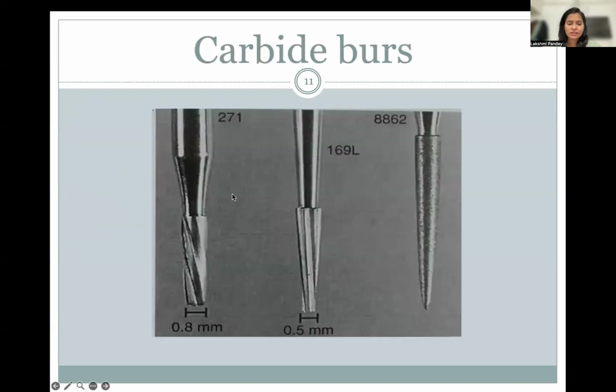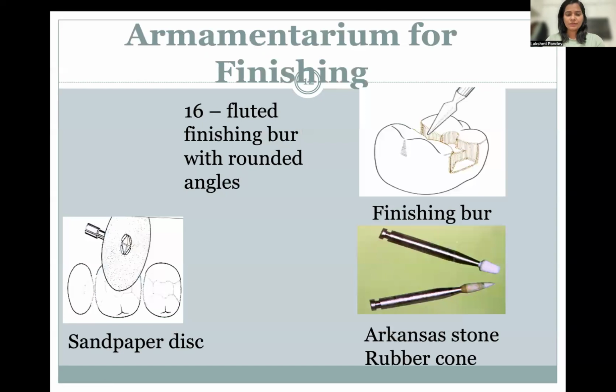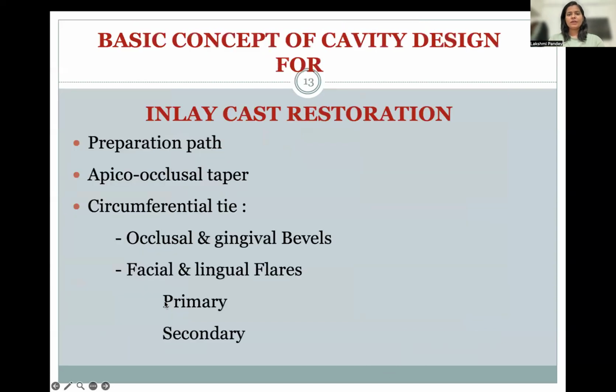Can you see here? These are the carbide burs. There's a 0.8 millimeter diameter. 169L stands for long shank. 271 bur. This is an 8862 bur. This bur is also known as a flame-shaped bur, and this is used for giving bevels, which plays a very important role when it comes to cast metal restorations. Design: 16 flutes finishing burs. Finishing burs are like this. Arkansas stone and sandpaper discs are used. You can see here.